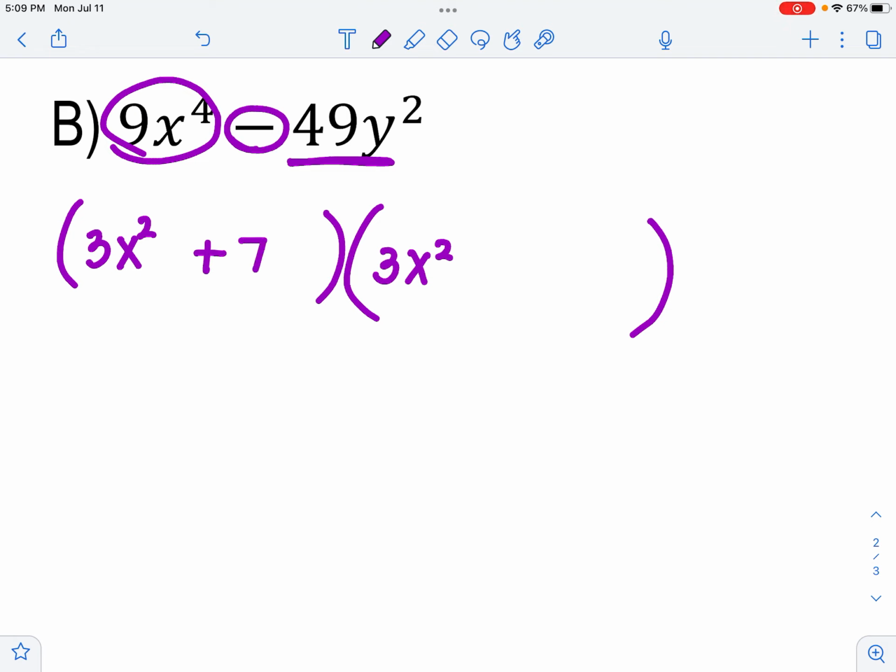So this is plus 7y and minus 7y. It doesn't matter which one's plus and which one's minus. All right, so now I am done factoring, but I could possibly not be done due to the fact that this is not a linear term.